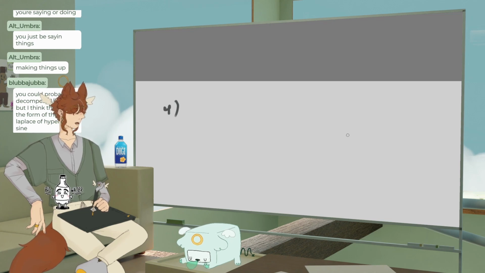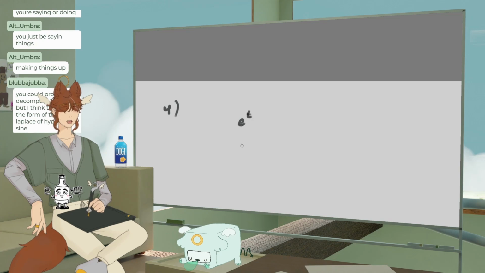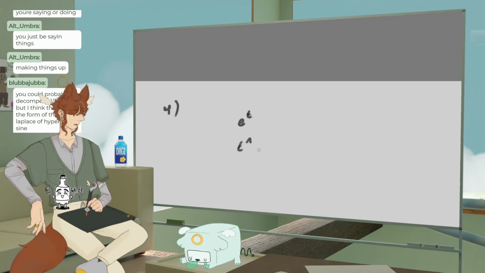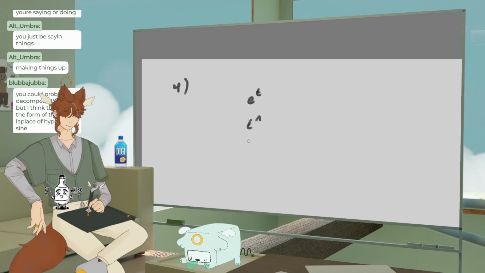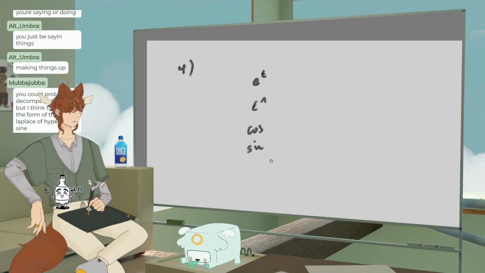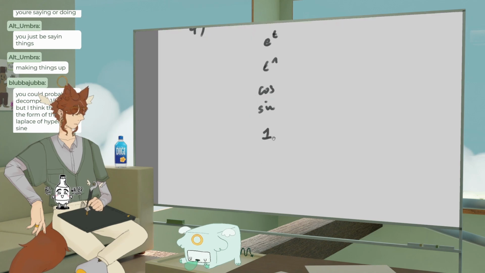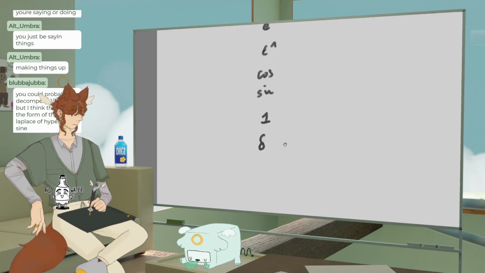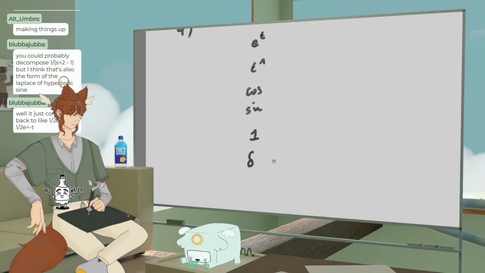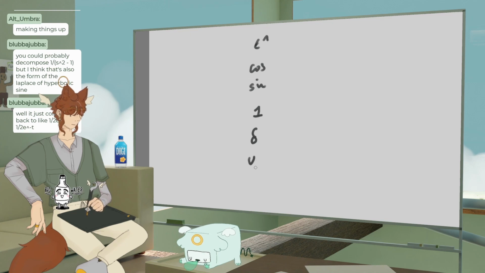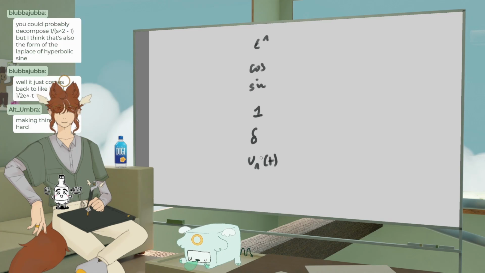The transforms we have to know are like t to the n, as in t squared, t whatever. We have to know cosine, sine, 1, the delta function, the unit step function, and that's it. Well, it just comes back to 1/2 e to the t, making things up so hard.